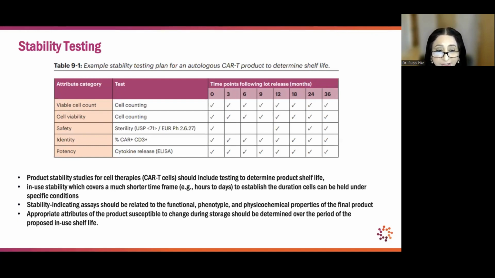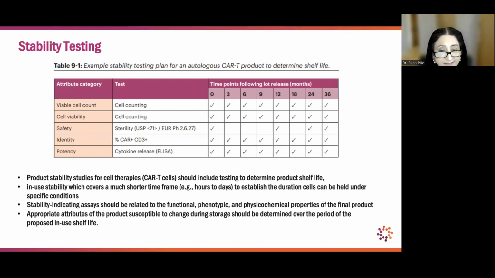The table here actually comes from the chapter, and you can see examples, a stability testing plan for an autologous CAR T product to determine its shelf life. And it lists the attributes, the tests, and the duration of the time. This is just an example, but most sponsors usually have a stability plan in their CMC, which is pre-approved by the FDA. But viable cell count, the cell viability, safety, identity, potency are very important attributes.